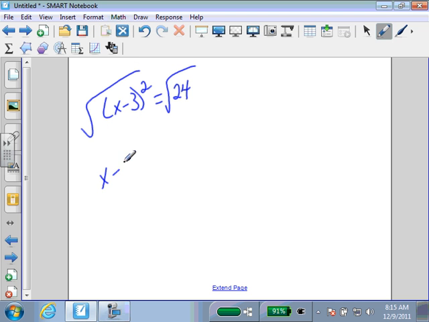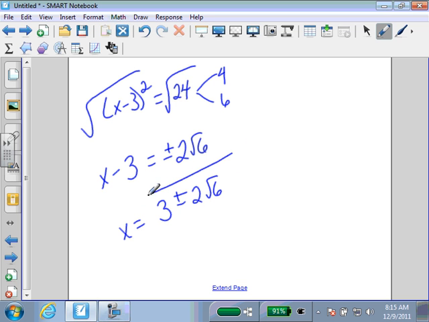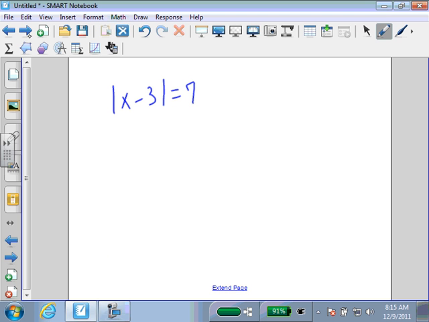So the left side, x minus 3, would be equal to plus or minus, and I have to tidy this up, right? 24 is 4 times 6, so 2 square root 6. And then add 3 to both sides. X equals 3 plus or minus 2 root 6. And if you did the quadratic formula, you did all that work and then the quadratic formula, you would get those answers as well. Last problem, an absolute value problem.